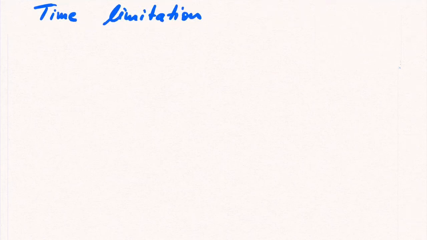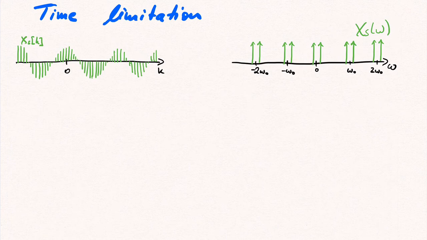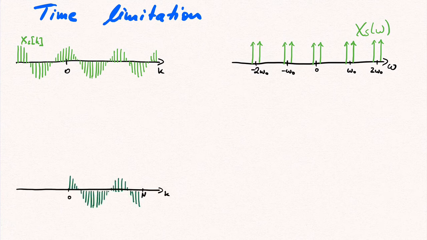The next step in deriving the DFT is time limitation. We'll start again with the sample signal xs of k. To calculate the DFT, only a finite number of samples can be considered. For example, the N samples for k equals 0 till N minus 1.